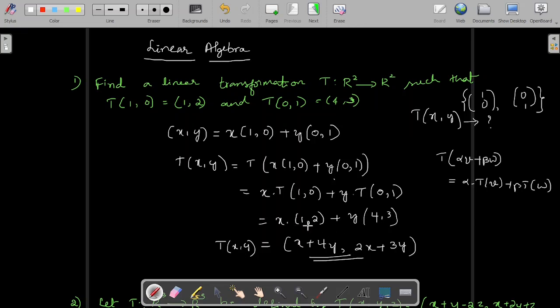Now x times (1, 2) is nothing but (x, 2x). So (x plus 4y, 2x plus 3y). Adding the corresponding components, you will get the required linear transformation.